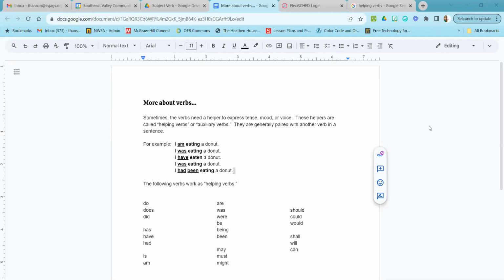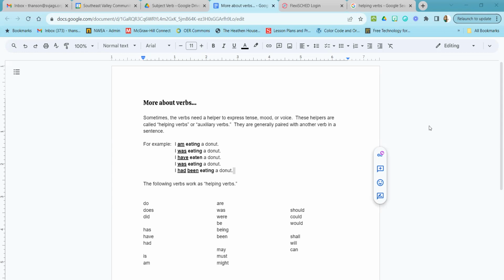All right, we are going to talk a little bit more about verbs. So you've learned that the subject is generally the who or the what of the sentence, and the verb is the action or what happens or what is. Sometimes the verbs need a helper to express tense, mood, or voice.